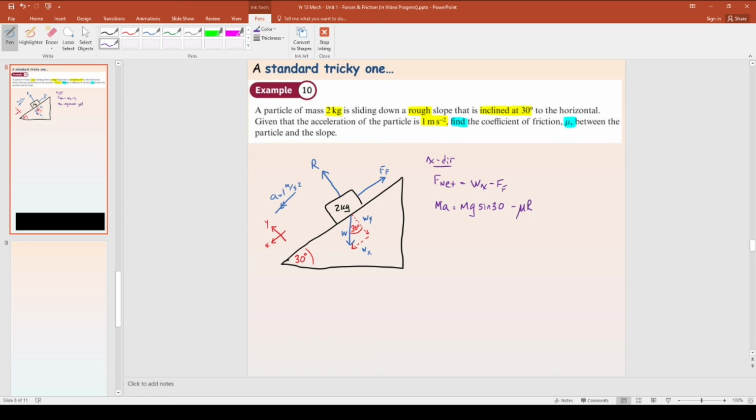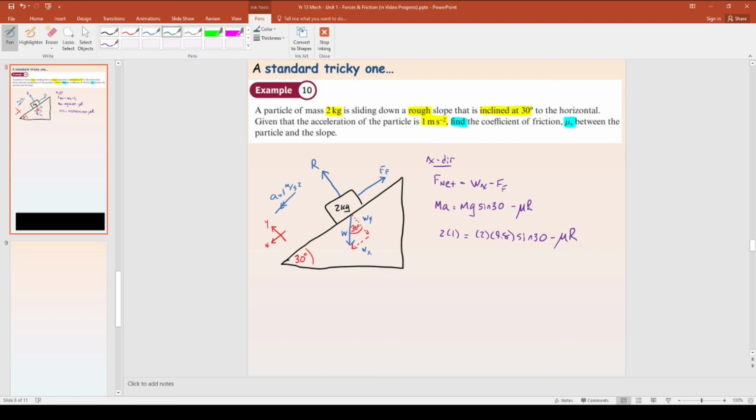What we've just done here is what's called inline substitution, and you're always going to want to do it that way. If you do inline substitution, you'll never get it wrong, and it's really tidy and nice. So let's pop some numbers in and see what happens. It's 2 kilograms, so it's going to be 2 times 1, because that's the acceleration. It's going to be 2 times 9.8 sine 30, take away mu, which is what we want, so that's good that we don't know that. But oh no, we don't know r.